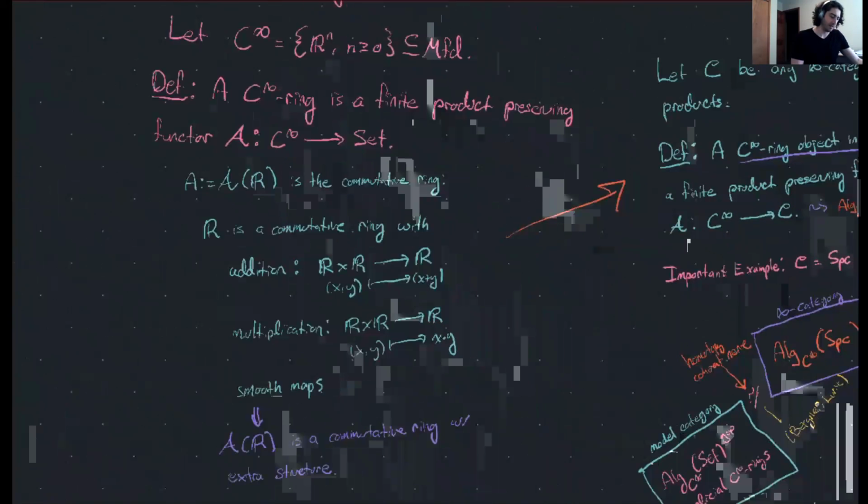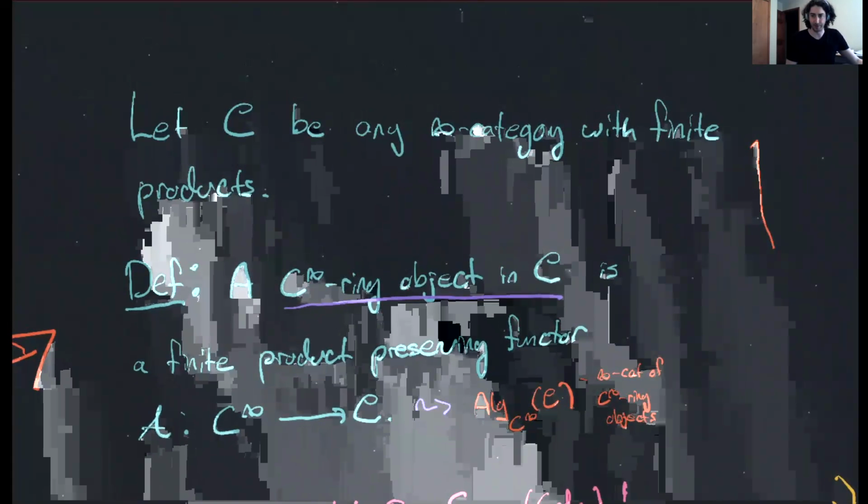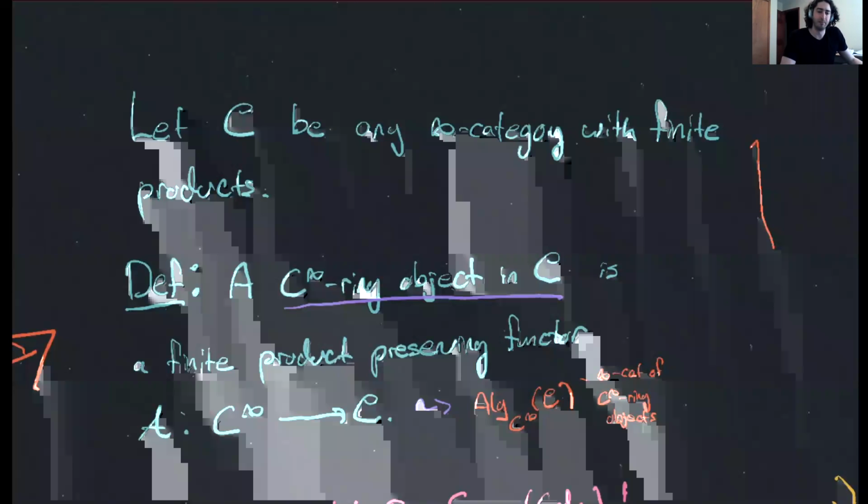So you can actually make sense of this. Well, you can first ignore the infinity part. If I have any category, I can talk about a C-infinity ring object in that category. As long as it has finite products, I can just say it's a finite product preserving functor into that category. If the category is sets, you get commutative rings. But for instance, you could take, say, sheaves over some space, and then that would just be a sheaf of C-infinity rings. But you could also make the category a higher category, and you can still ask for this to be a finite product preserving functor.